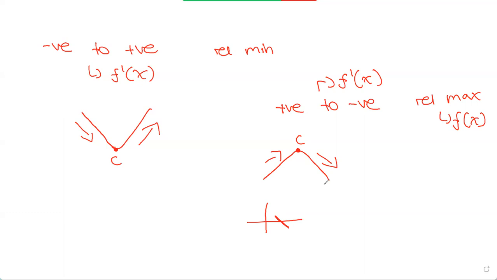So this is what we call the first derivative test. In today's video, I discussed the first derivative test, increasing functions, decreasing functions, and when f of x is constant.